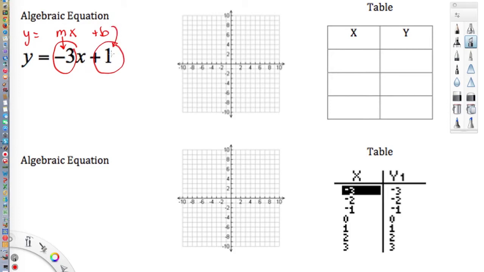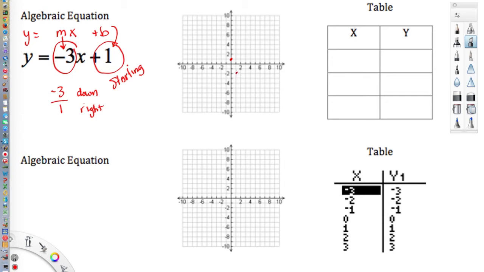So I'm going to start with this. My y-intercept is really my starting point for graphing a line. So my starting point is at 1 right here. That's my first point. And then my slope is a negative 3, which means negative 3 over 1, which means 3 down and 1 to the right from my starting point. So I'm going to go down 3 and then 1 to the right, which is right there.